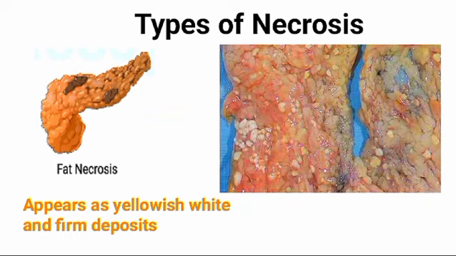Fat necrosis. Fat necrotic tissue is speckled with small white chalky deposits, and these white spots are formed by calcium and fatty acids that are deposited into the necrotic tissue. Grossly, the fat necrosis appears as yellowish-white and firm deposits. Formation of calcium soaps gives the necrosed foci a firmer and chalky white appearance.